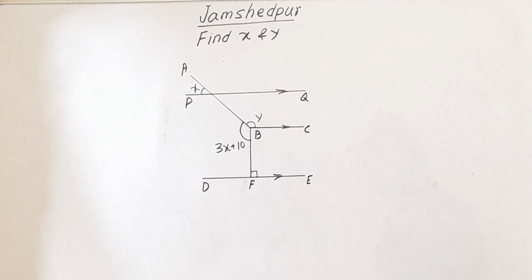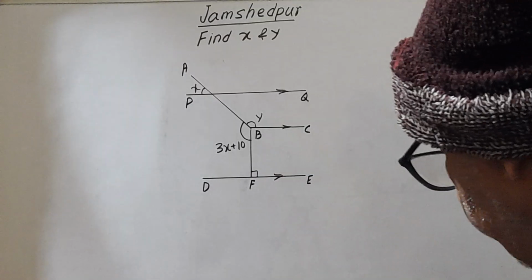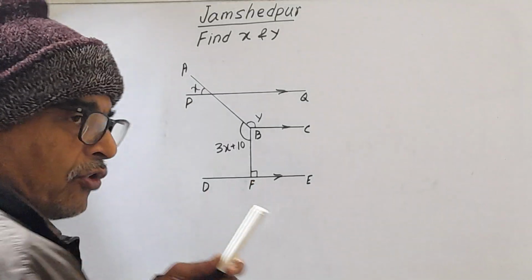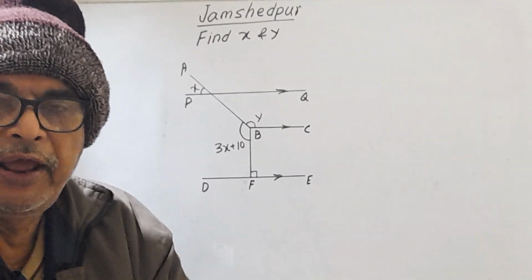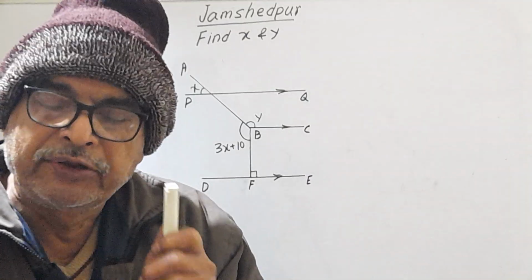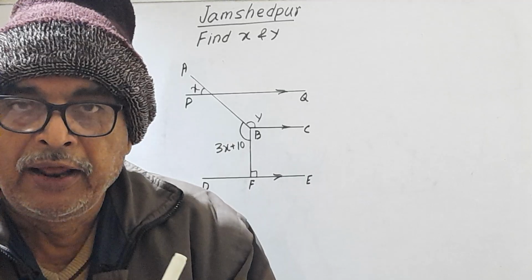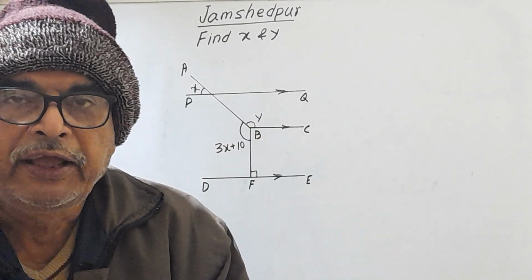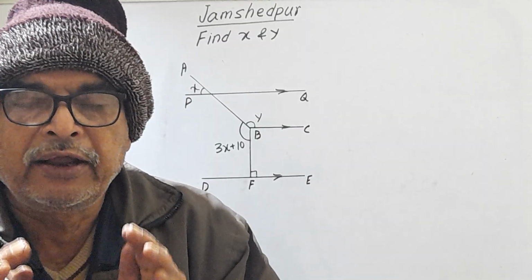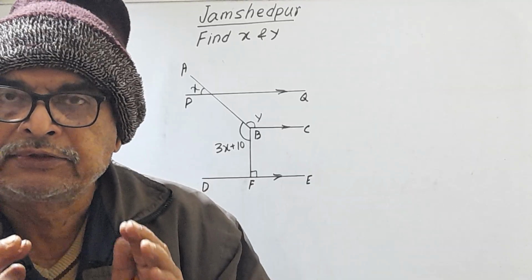प्यारे बच्चों, from this sketch you have to find the value of x and y. First you remember a straight line is 180 degree. Straight line is 180 degree. Another thing, opposite angles are equal. When lines are parallel, if that lines are cut by the transversals, then sum of adjacent angle equal to 180 degree and alternate angles are equal.